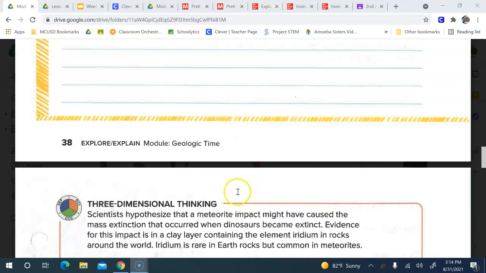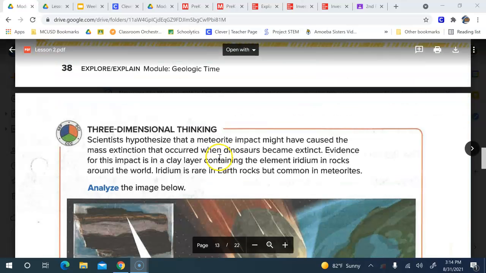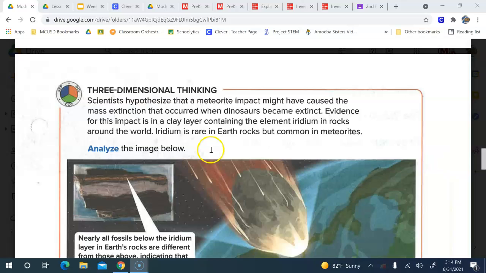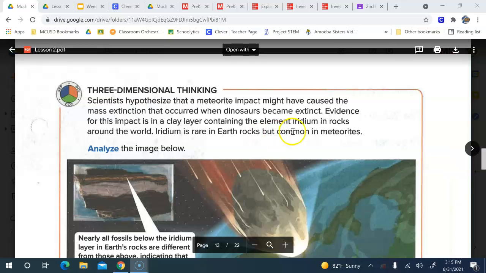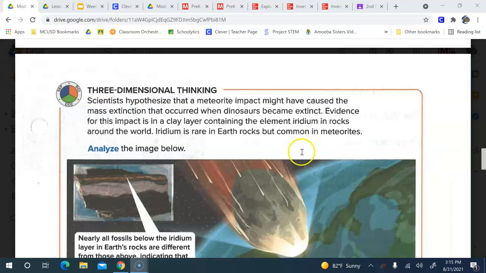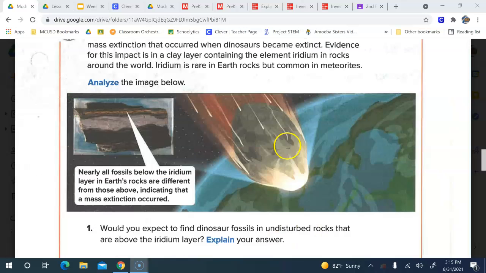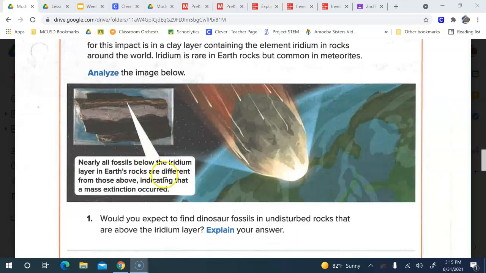Then we'll continue on. And this is the last page we're doing today, three-dimensional thinking. Scientists hypothesize that a meteorite impact may have caused a mass extinction that occurred when the dinosaurs became extinct. Evidence for this impact is in a clay layer containing the element iridium in rocks around the world. Iridium is rare in Earth rocks, but is common in meteorites. It says nearly all fossils below the iridium layer in Earth's rocks are different from those above, indicating the mass extinction occurred.